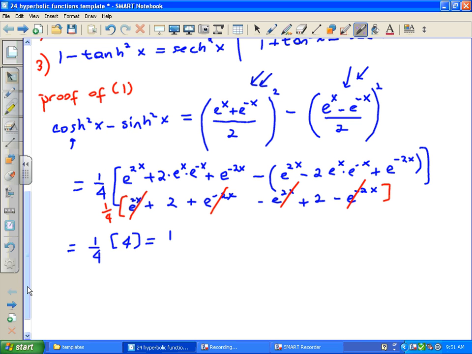Okay. I'm going to have you guys work on number 2. On this one, we're going to try to show that hyperbolic sine of 2x is, so let's say proof of number 2.